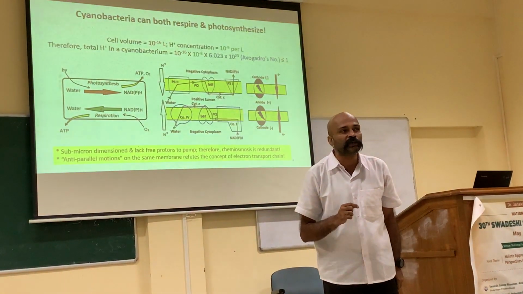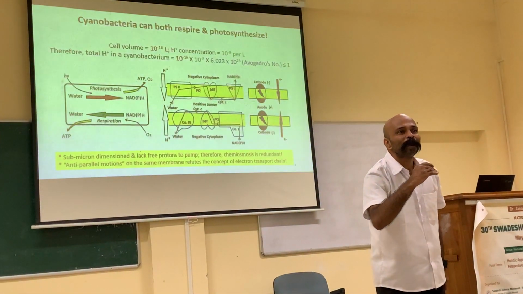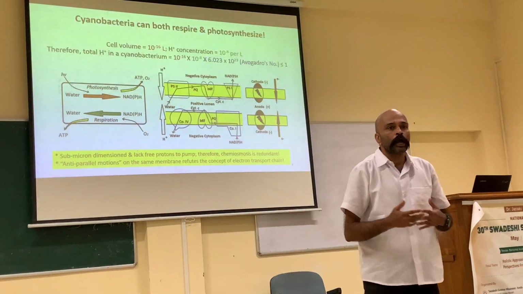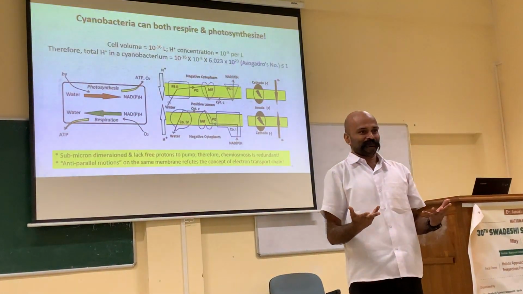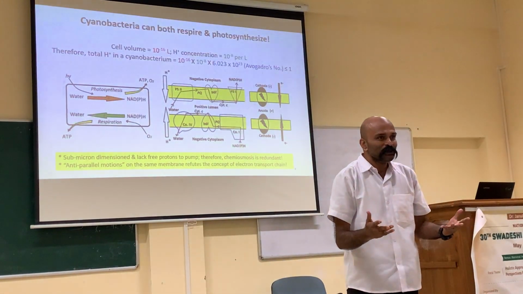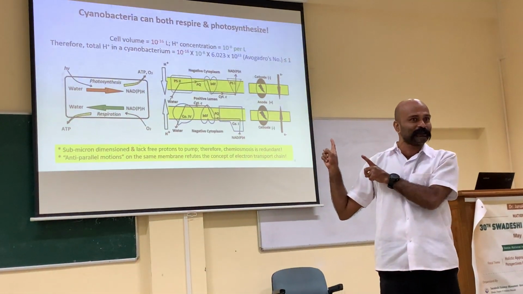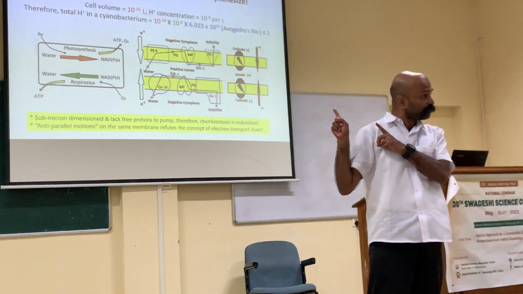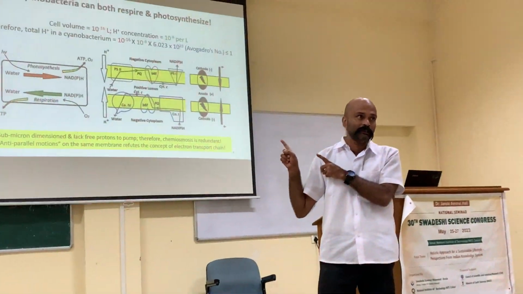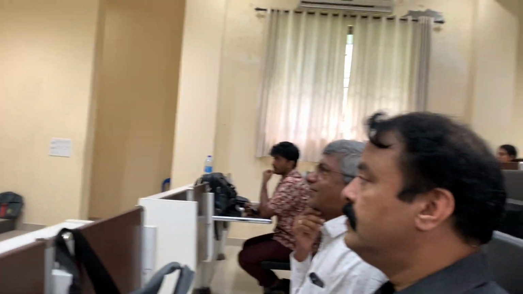What is Peter Mitchell's theory? Protons are pumped out. There are no protons to pump. Less than 1. So this is something a 12th class person can calculate, and this was given a Nobel Prize. And this is published. So this paradigm is going to go out.